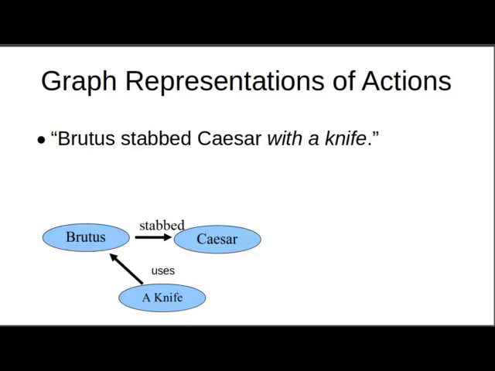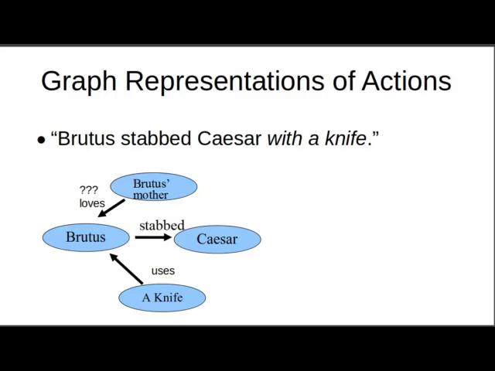So let's say we now want to modify that and say, well, how did Brutus stab Caesar? What did he use? He used a knife. And so you might come up with a representation like this that has a node, an instance of a knife, and that Brutus uses that knife to stab Caesar. And this looks fine until you start having other relationships with the entities involved.